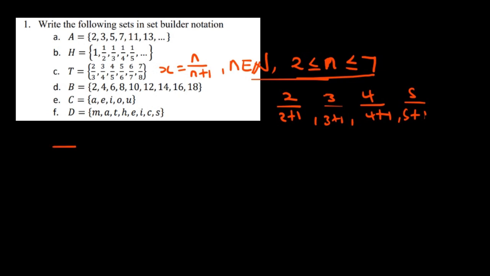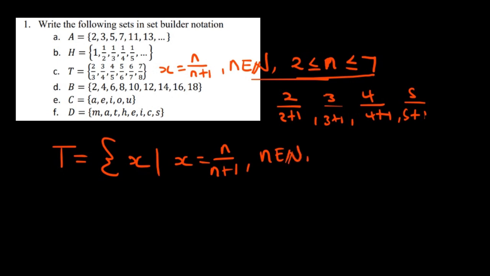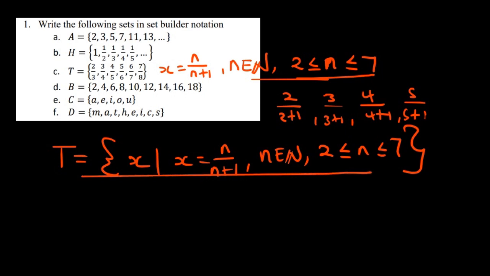Okay, so we are going to say set T is a set of all x's such that x is equal to n over n plus 1, where n is a natural number, and this n is between 2 and 7. So this here is the set builder notation for the third question that we can see there. Okay, so this was C.